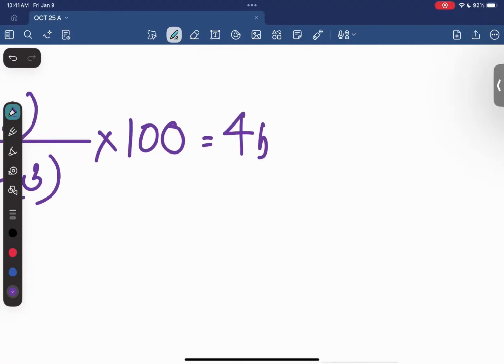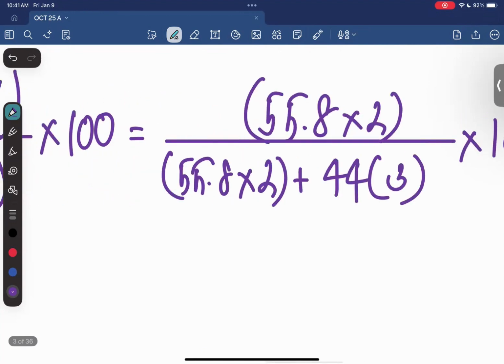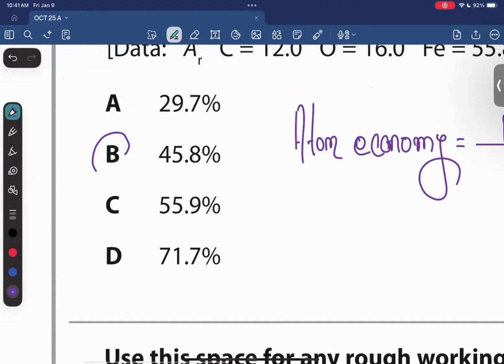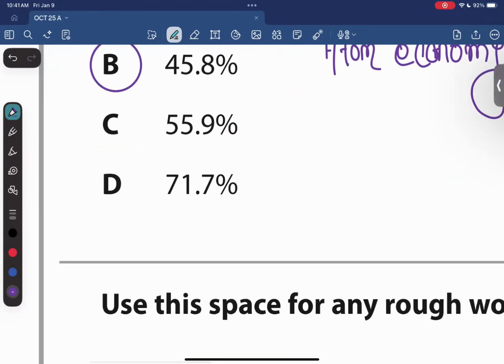So your answer should be 45.8. Now if you were to do the earlier calculation that I showed you, you should have gotten an answer of 55.9, which was completely wrong. Okay, so you have to take this into mind while solving this question. Now moving on to the next question.